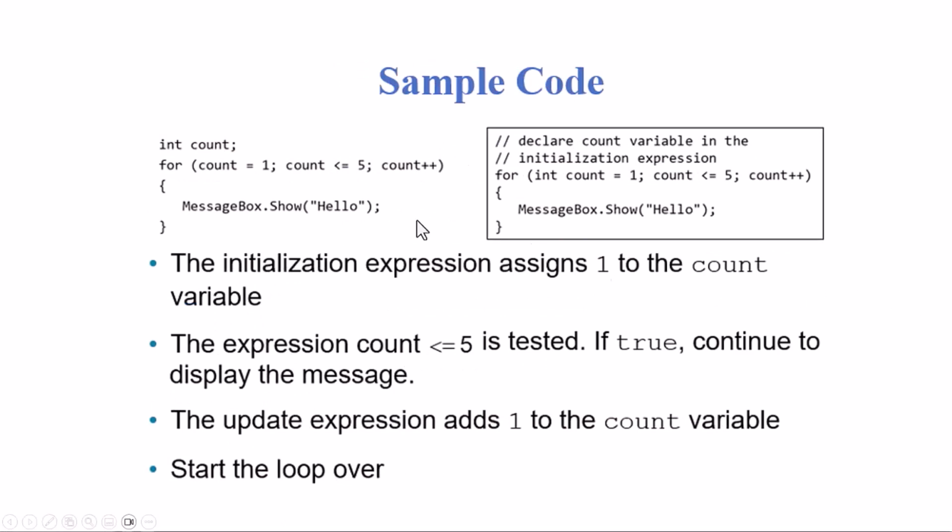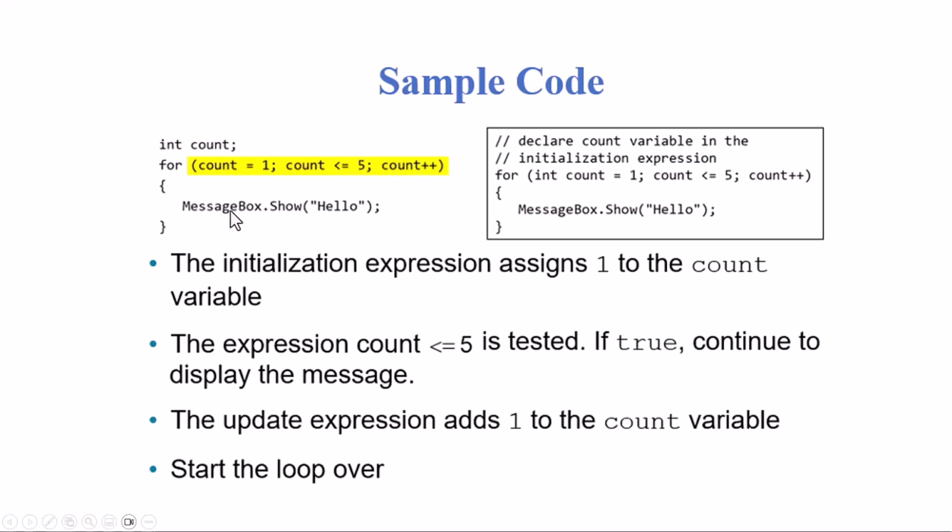Here's some sample code. We have a counter established. It can be established anywhere inside the block you're doing or up above. For count equals 1, count is less than or equal to 5, count plus plus. So in other words, we're going to start our counter with a 1. And as long as it's less than or equal to 5, we're going to continue. And this is what's going to increment the counter, the count plus plus.